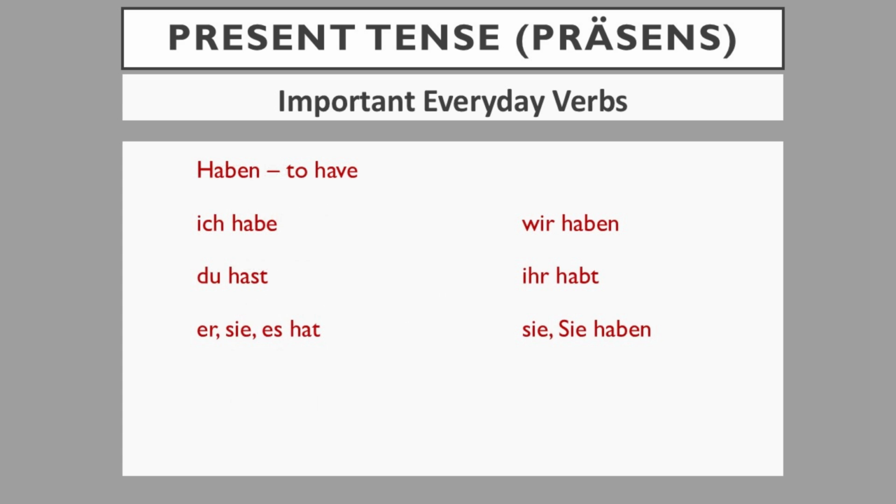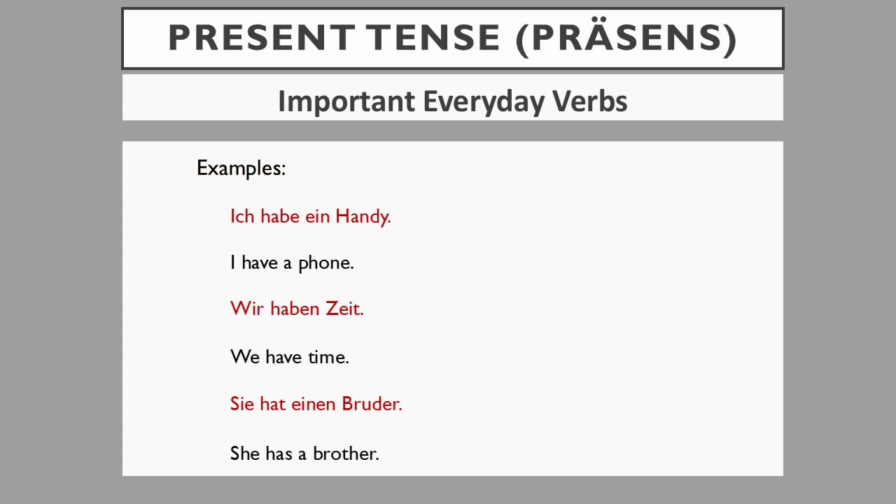The forms are ich habe, du hast, sie, es hat, wir haben, ihr habt, sie haben. Examples. Ich habe ein Handy. Wir haben Zeit. Sie hat einen Bruder.